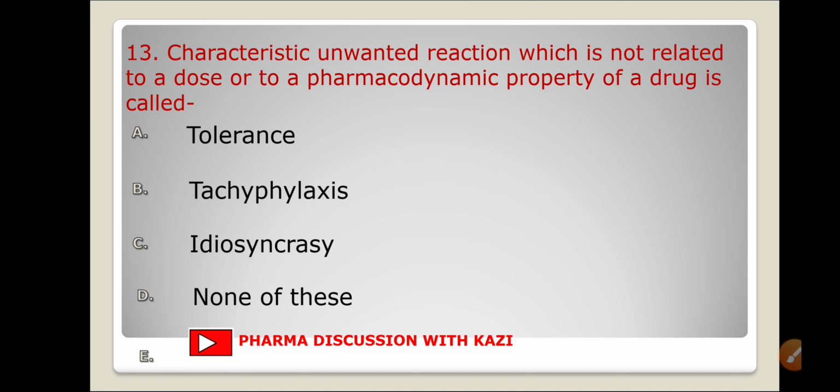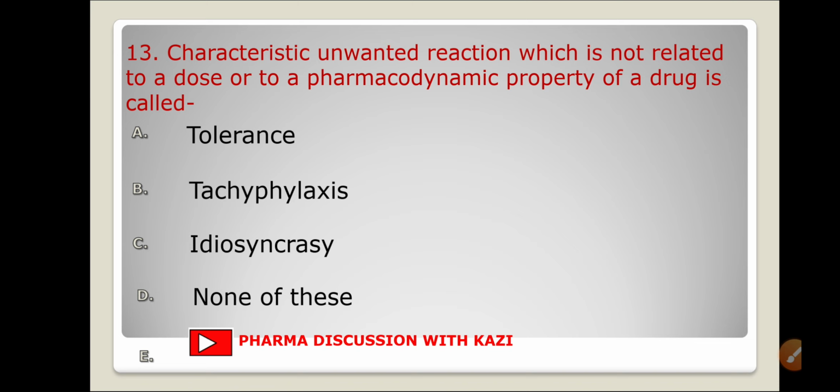Next question. A characteristic unwanted reaction which is not related to a dose or to a pharmacodynamic property of a drug is called: the options are tolerance, tachyphylaxis, idiosyncrasy, none of these.